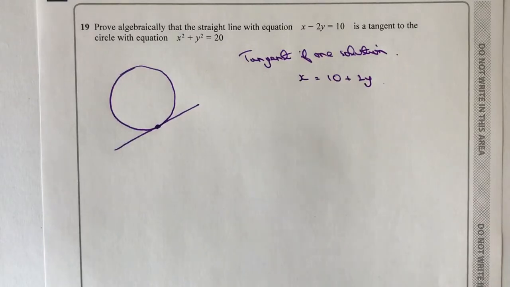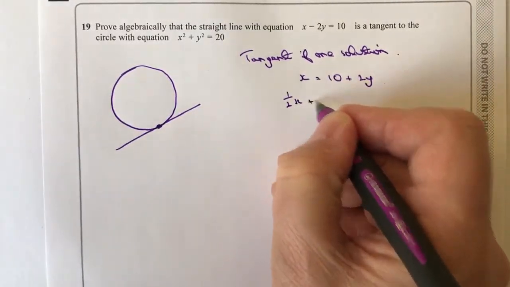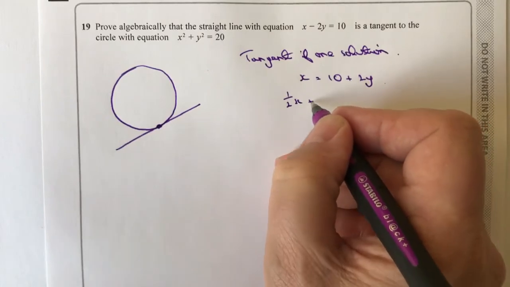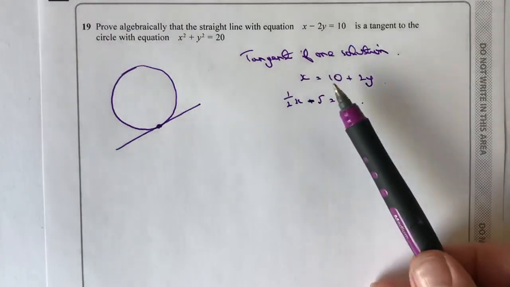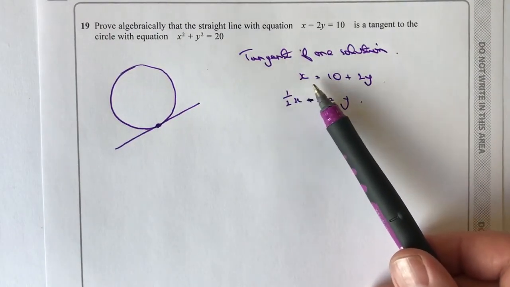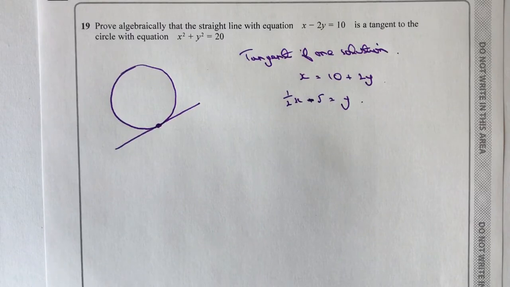And then I'm going to get my value of y. So if I divide through by 2, I'm going to get a half x minus 5 equals y, okay? Because if I bring this 10 over here, I'm going to get x minus 10, and that's going to equal 2y. Divide through by 2, and that's going to give me a half x minus 5 equals y. Okay, so I've got that value of y. I've also got my value of x.